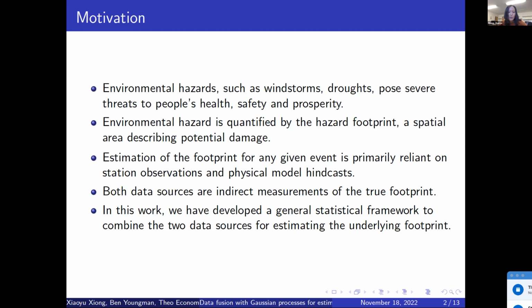However, environmental hazards are never directly observed. The estimation of the footprint for any given event is primarily reliant on the station observations, for example wind gust speed in the case of a windstorm event, and the physical model hindcasts. And we know that both data sources are indirect measurements of the true footprint. In this work, we have developed a general statistical framework to combine the 2 data sources for estimating the underlying footprint.